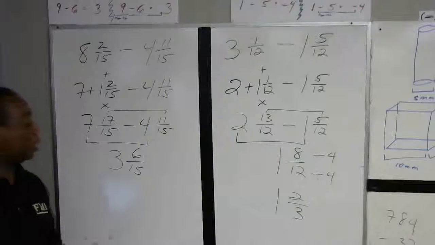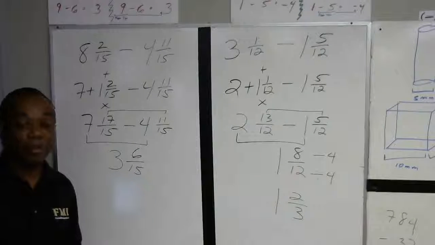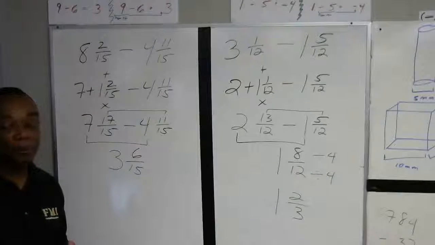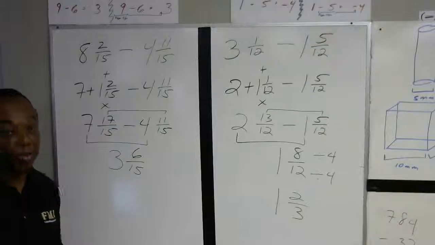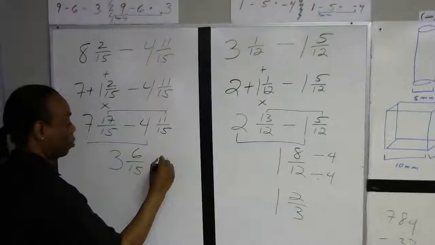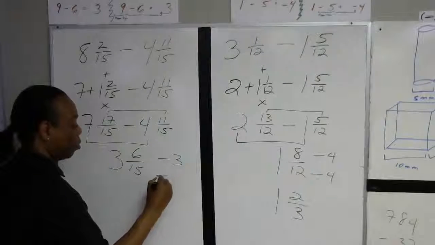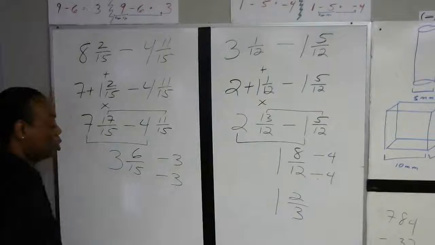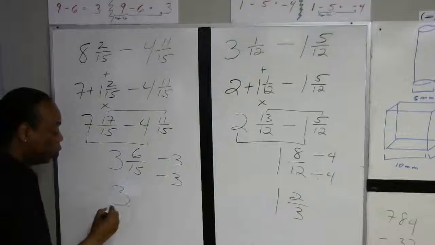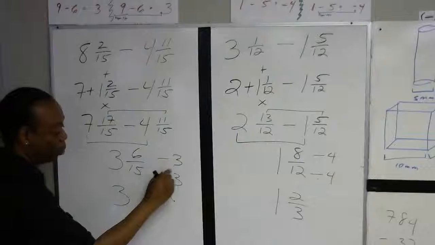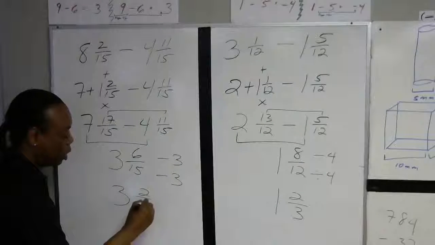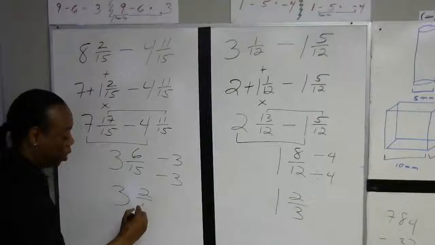Okay. 6/15 can be simplified because they both can be divided by the greatest common factor of 3. So this simplifies to 2/5. 6 divided by 3 is 2. And 15 divided by 3 is 5.